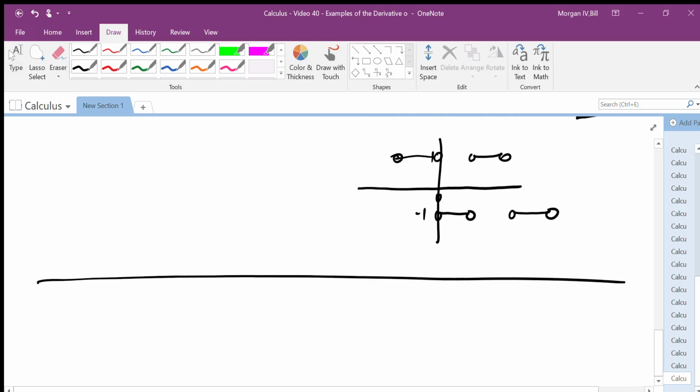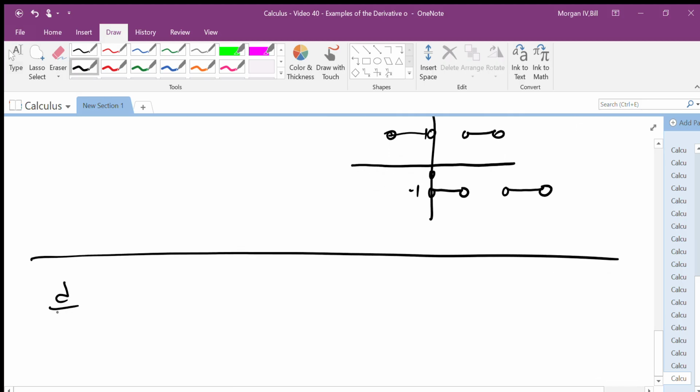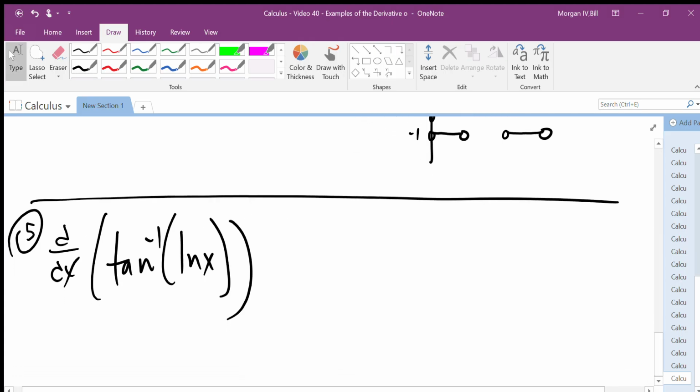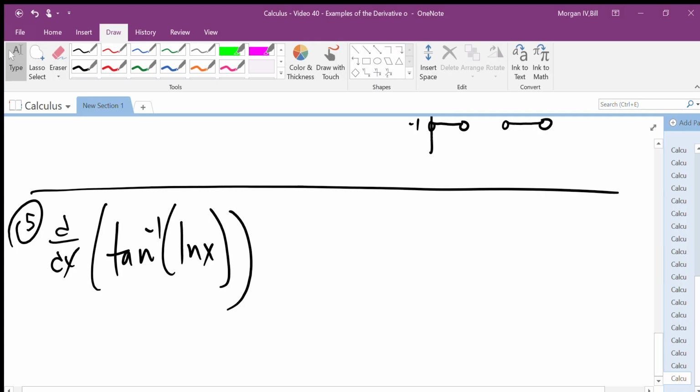How about number 5? The derivative of the inverse tangent of the natural log of x. I hope that you're pausing the video on each one of these and working them out yourselves. I haven't said that so far on this one, so maybe you are, maybe you're not. But if not, try it on this one. Pause the video, see if you can work this out.